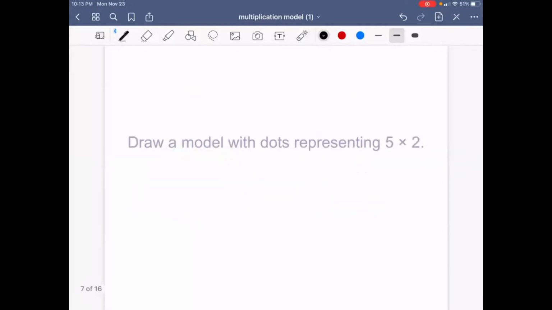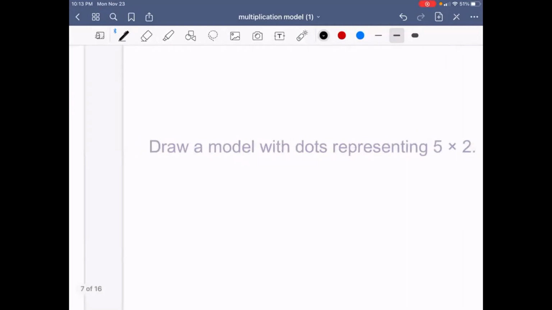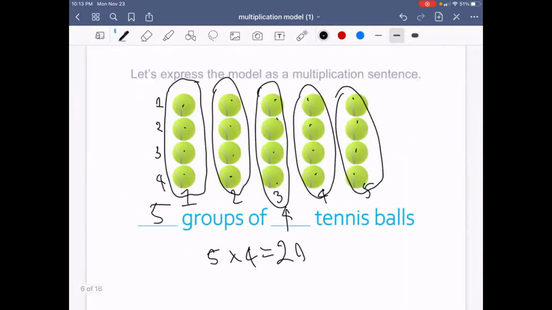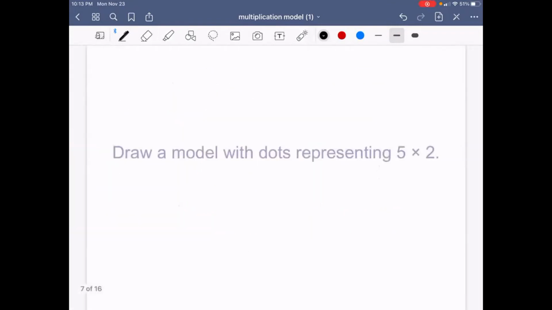Now, I want you guys to draw a model with dots representing 5 times 2. That means I want you to draw something like this, but instead of the tennis balls, use dots. Now, don't forget, 5 is the number of groups, and 2 is the number of dots in each group. Or it can be the other way around. If you haven't finished, you can pause the video and unpause when you are, or if you are finished, you can continue with the video.